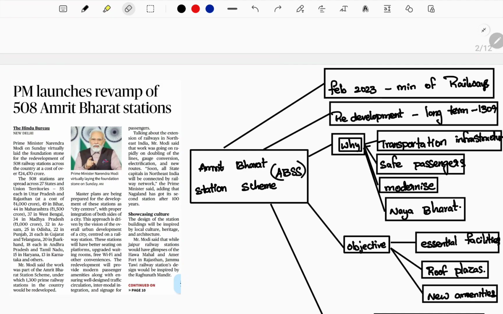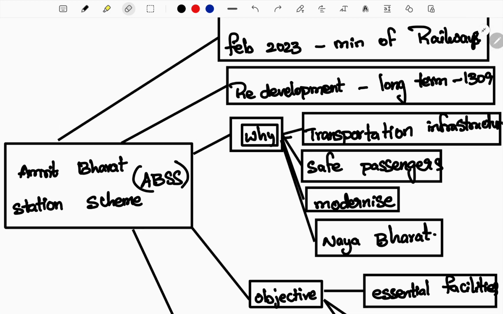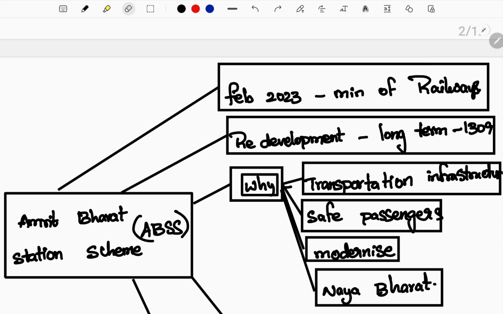The next article speaks about the PM launching a revamp of 508 Amrit Bharat stations. Now we need to know what this Amrit Bharat Station Scheme, ABSS, is. The scheme was launched in February 2023, under the Ministry of Railways. It is a long-term redevelopment of railway stations, and they are planning to develop 1309 stations.